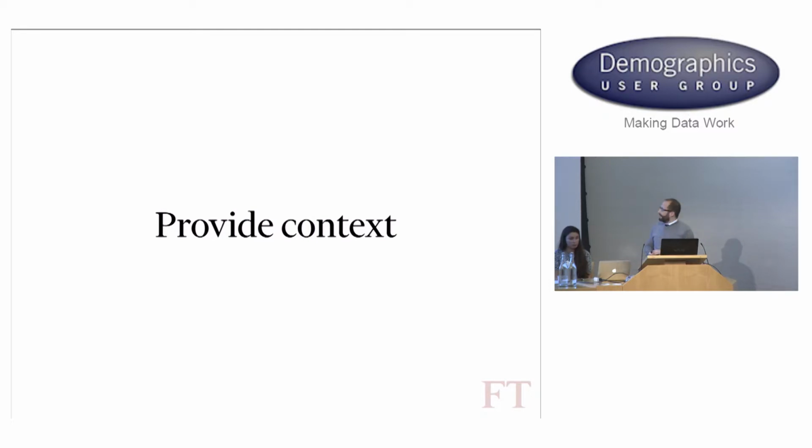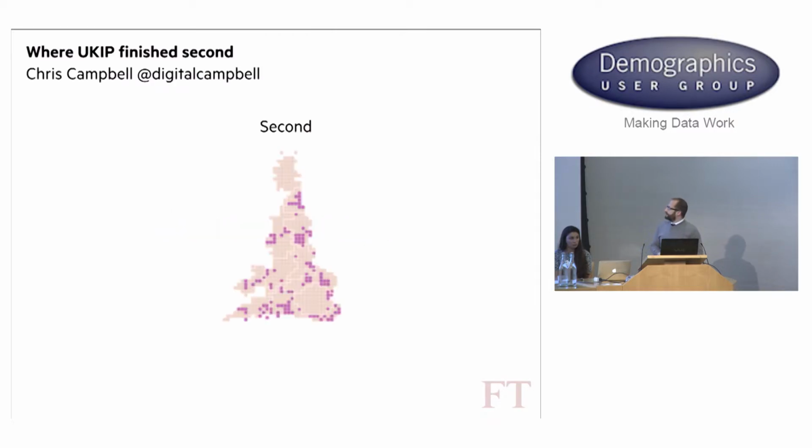The second thing I want to talk about is context. Recognizing what context you need in your visualization to paint a broad enough picture of what your data is saying. And I've got an example here recently from the FT. Chris Campbell at the FT, a very talented graphic artist, was asked to produce a map of where UKIP had finished second in the constituency votes at the recent general election. And here is a cartogram view of where UKIP came second.